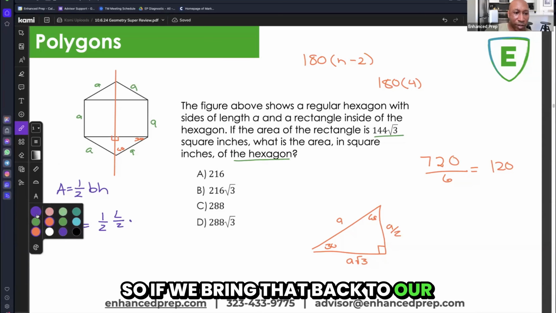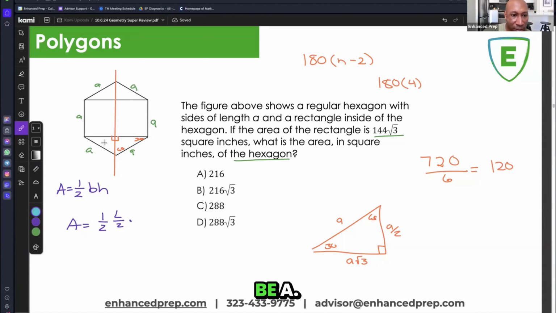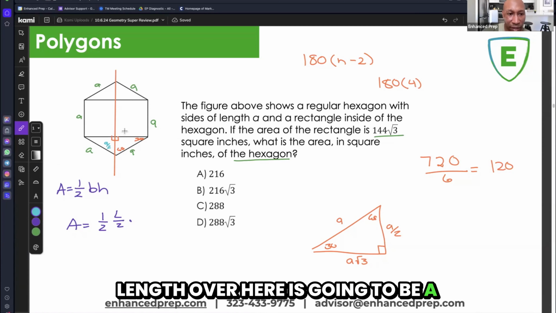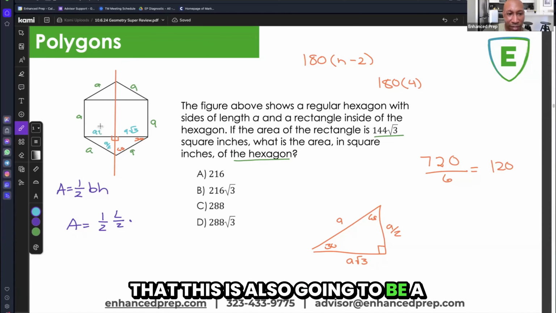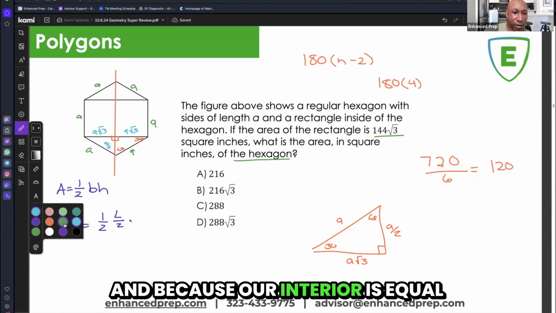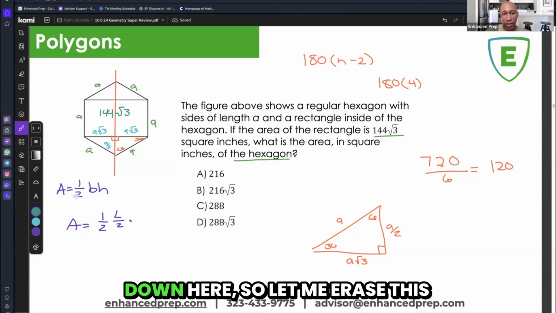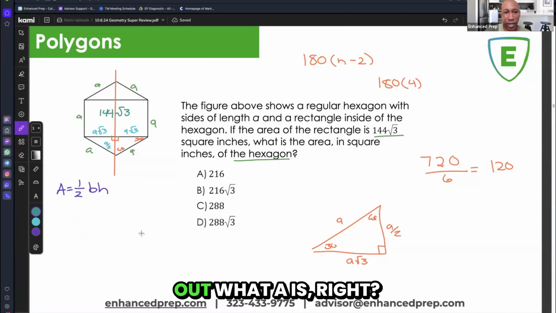If we bring that back to our triangle, then we have that this side is A, our height is A divided by 2, and our side length over here is going to be A times the square root of 3. Because of that, this is also going to be A times the square root of 3. Our interior is equal to 144 times the square root of 3, and we know our equation down here, so let me erase this part, then we can start plugging in our values to figure out what A is.